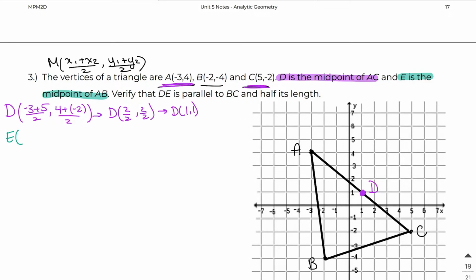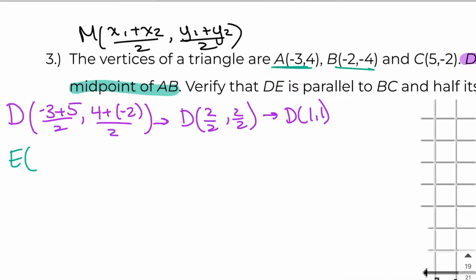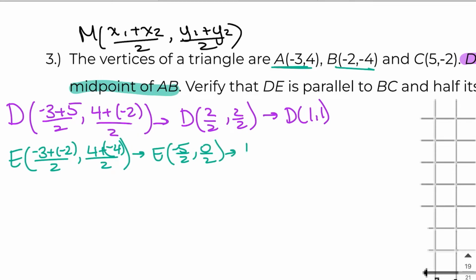And then we need to do the same thing for E, where we know that E is the midpoint of AB. This time I'm going to use these two coordinates right here. x1 and x2 are -3 and -2. I'm going to add those together and divide that by 2. y1 and y2 are 4 and -4. I'm going to add those two together and then divide that by 2. So E becomes -5 over 2, and then 4 plus -4 is 0 over 2. So E is at (-5/2, 0), or we could say that E is at (-2.5, 0).